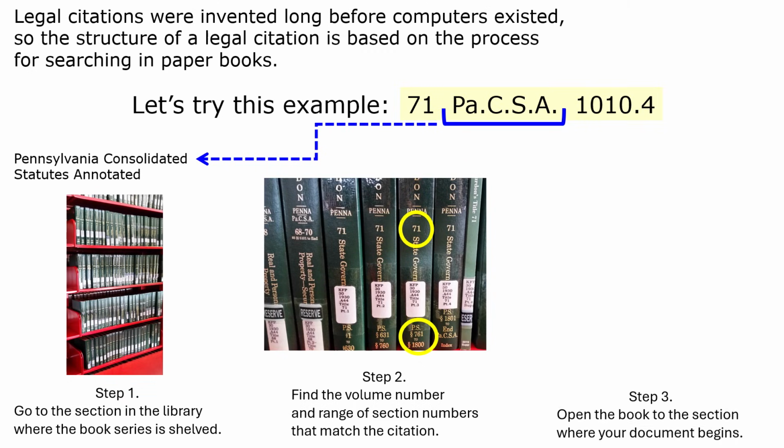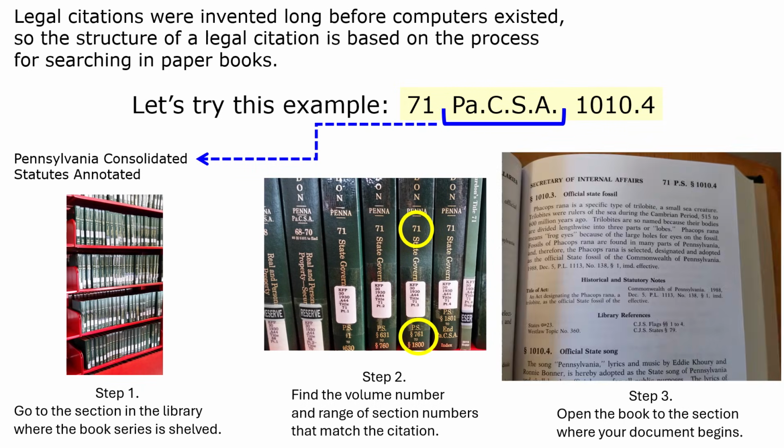Let's grab our book off the shelf and open it up to the section where the document begins. And you can see in the upper edge of the corner of the page there, we have our citation 71 PS 1010.4, and that section number refers to the official state song. Who knew that Pennsylvania had an official state song? I didn't know that. So if you want to find out what it is, you can go look for that section number in the Pennsylvania Consolidated Statutes Annotated.